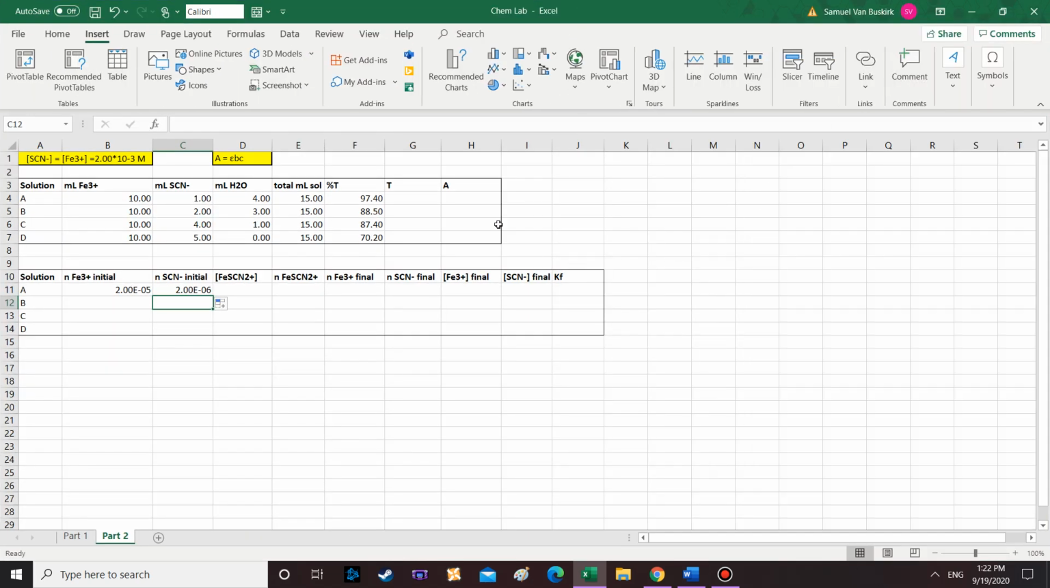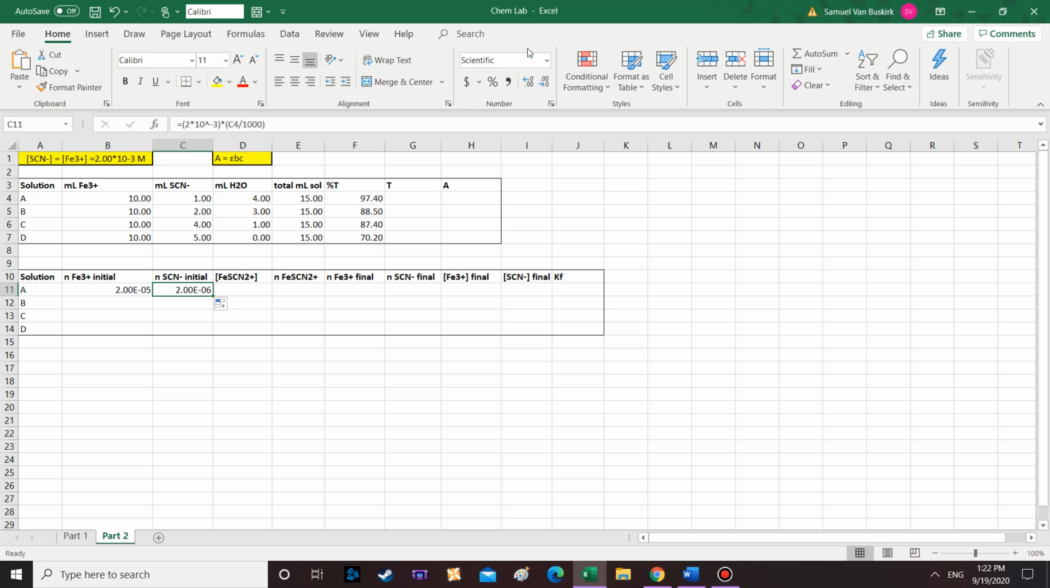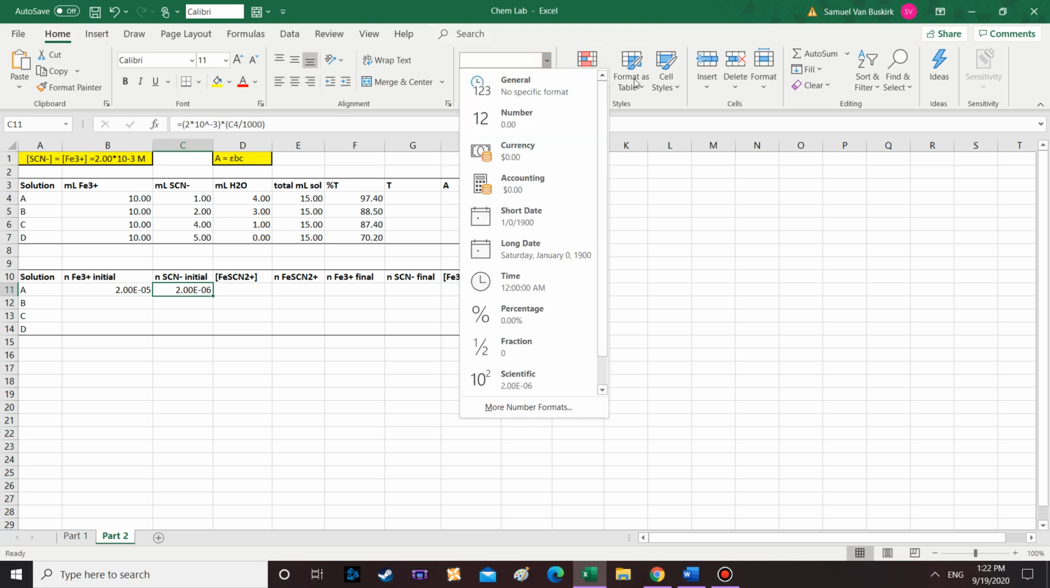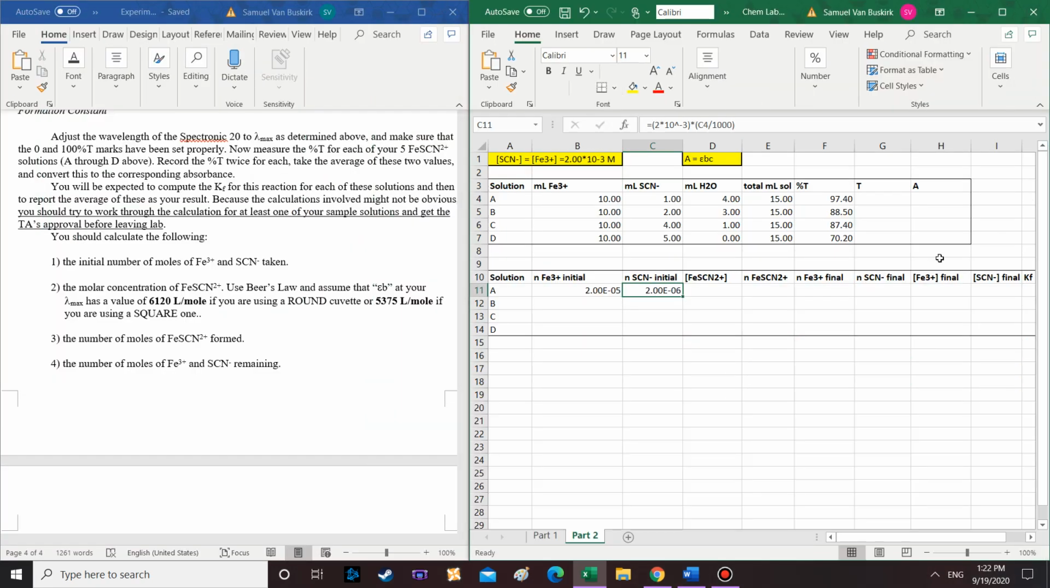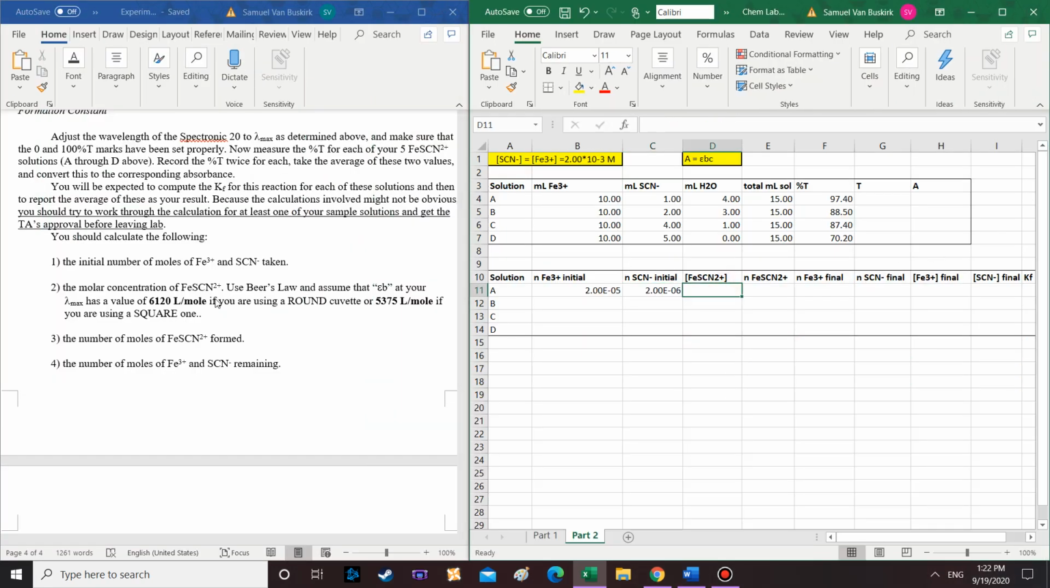If you go to the top of Excel, in the Home tab, you can see in the number section there's this little drop-down bar, and you can click Scientific down here. General would be way too big. I like Scientific for these very small numbers because it's just easier to see in the cell. All right, so we have those.